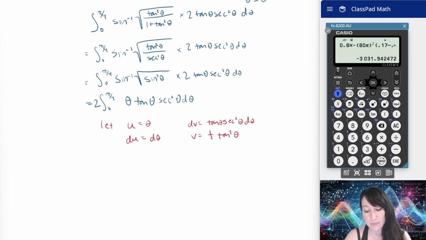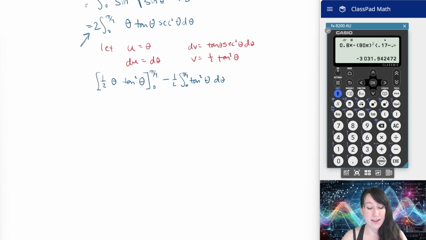1/2 tan squared theta. Okay, so we get uv, so we have 1/2 times theta times tan squared theta, and that comes outside of an integral, so we're going to write that's from 0 to pi over 4, minus the integral of v du, which is going to be the 1/2 tan squared theta d theta. And let's not forget that factor of 2 that was in front of the entire integral.